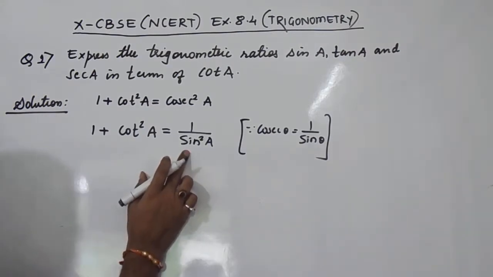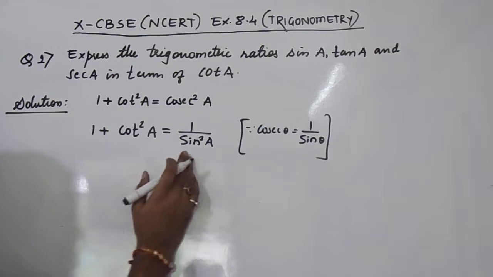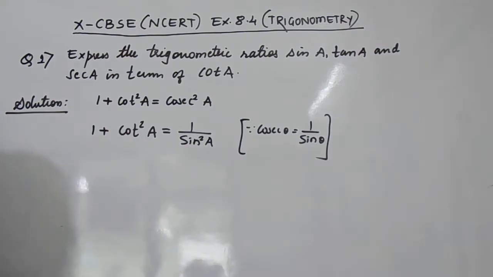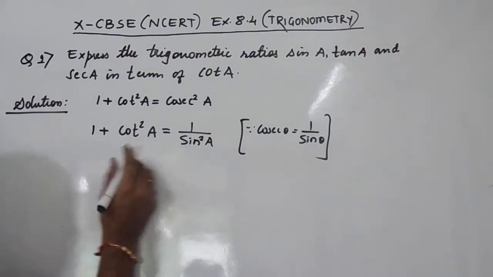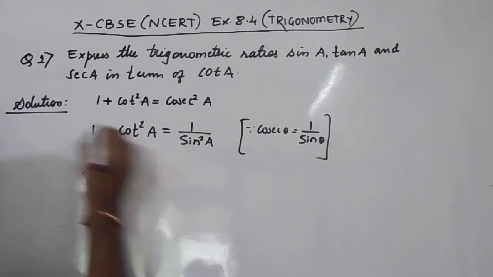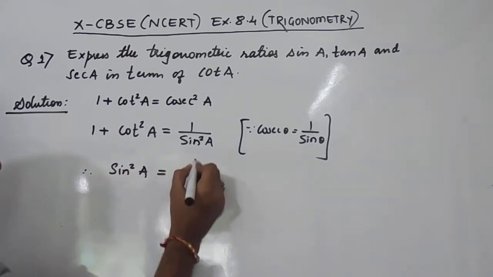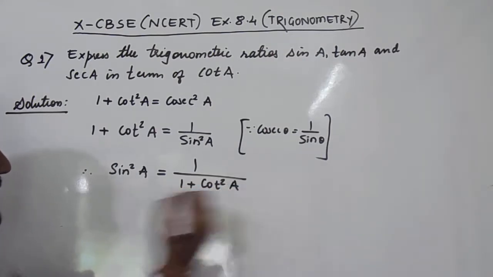Now I want sine in terms of cot, but here it's sine square A, so we'll have to take a square root. First we'll shift sine square A here and take 1 plus cot square A to the other side. So if you do the cross multiplication, it will be sine square A is equal to 1 upon 1 plus cot square A.